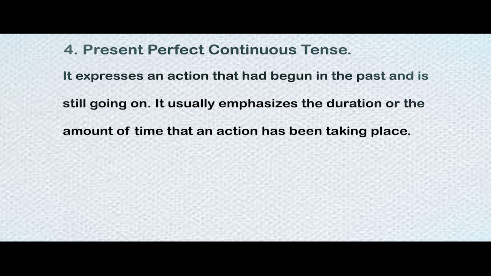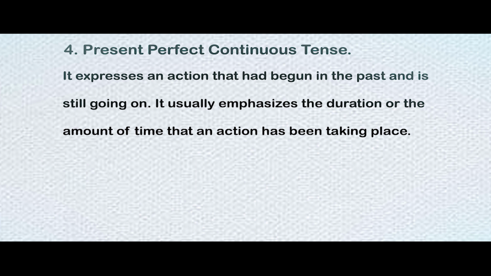The fourth form of present tense is present perfect continuous tense. So what is present perfect continuous tense? Present perfect continuous tense expresses an action that had begun in the past and is still going on. It usually emphasizes the duration or the amount of time that an action has been taking place.